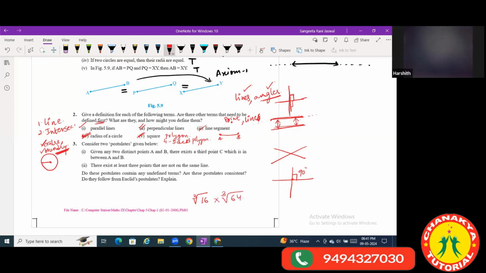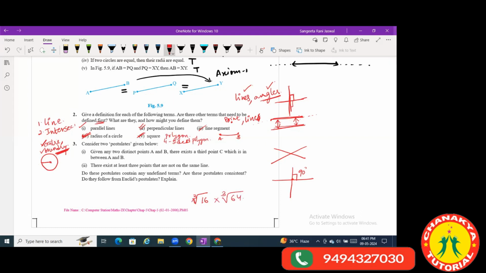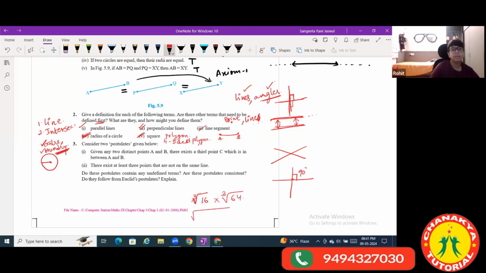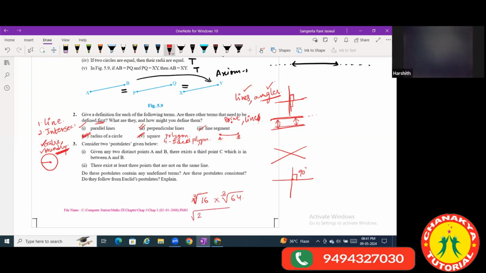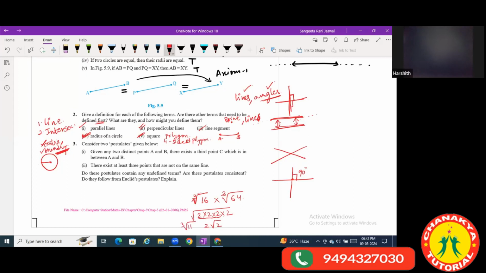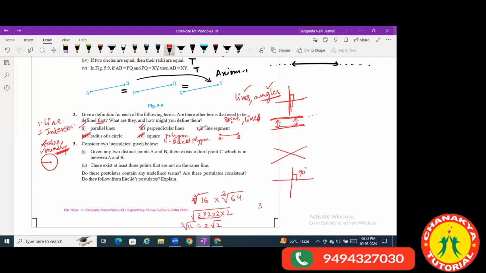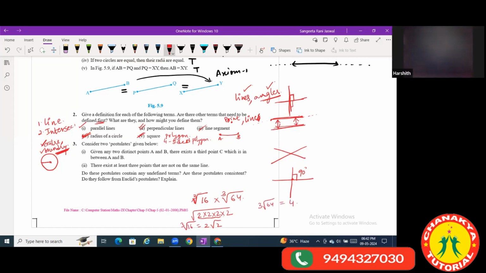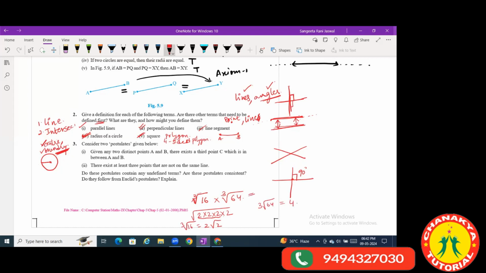So cube root of 16 will be what? Ma'am, 2 and cube root 2 will come. So just write the factors of 2 for 16 first. 2 into 2 is 4, into 2 is 8, into 2 is 16. So if I have to find the cube root of 16, it will be 2 into cube root 2. Now cube root of 64 will be what? This we all know. Ma'am, it will be 4. So when we multiply this, we have 2 into cube root 2 multiplied by 4.